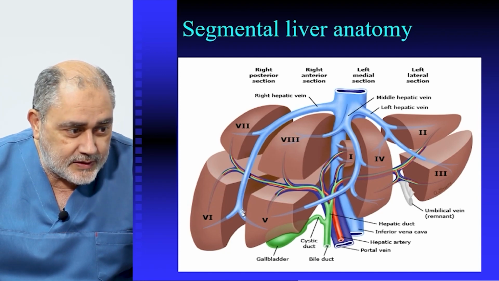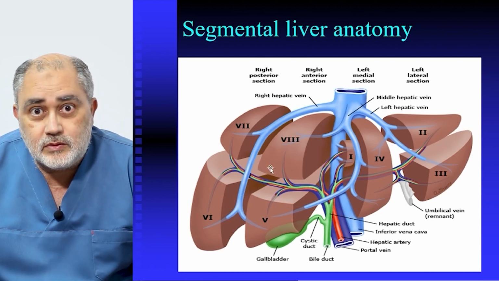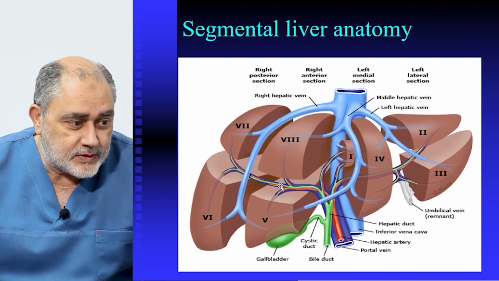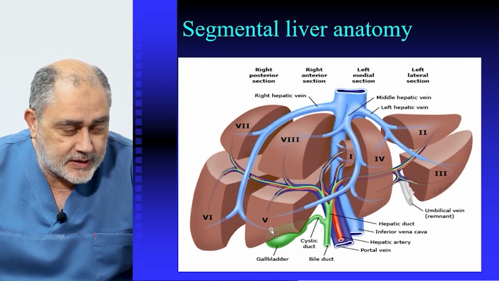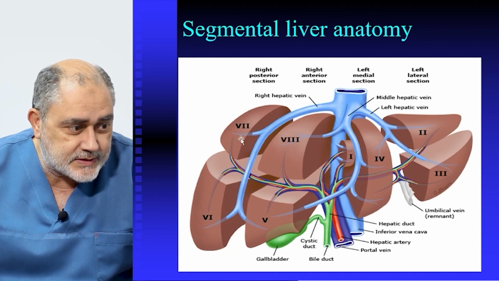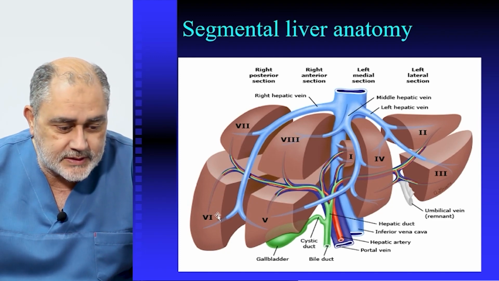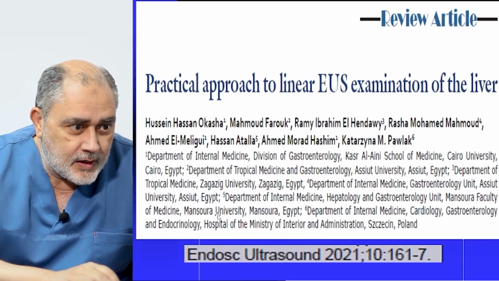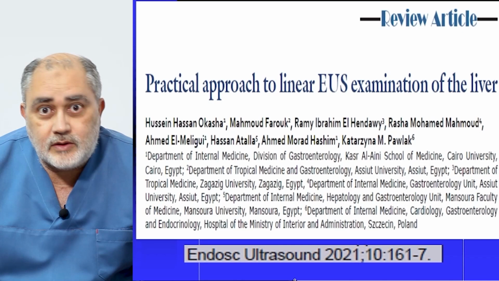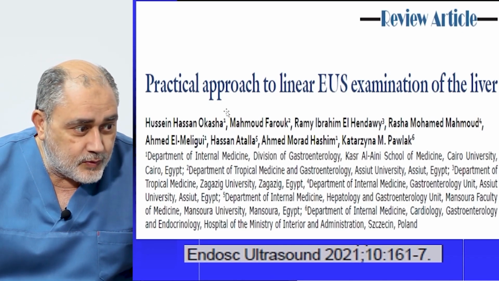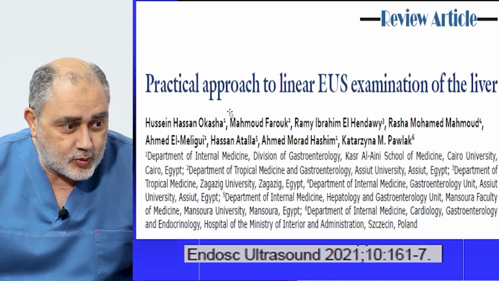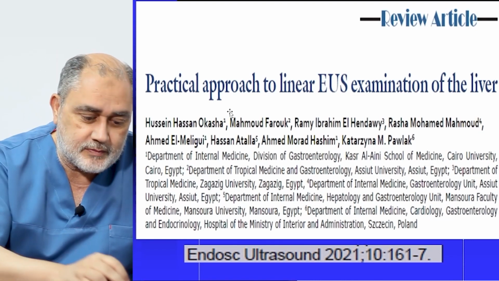And the right hepatic vein divides the right lobe into 2 segments: anterior segment, which contains segment 8 above and segment 5 below, and the posterior segment, which contains segment 7 above and segment 6 below. In our review article in the Endoscopic Ultrasound Journal last year, we suggested a rather simple, practical approach to linear EUS examination of the liver.